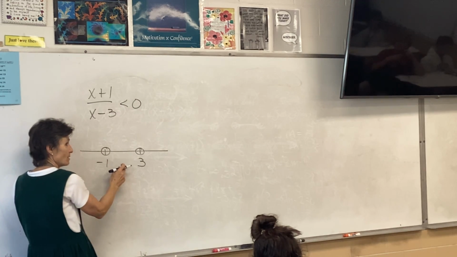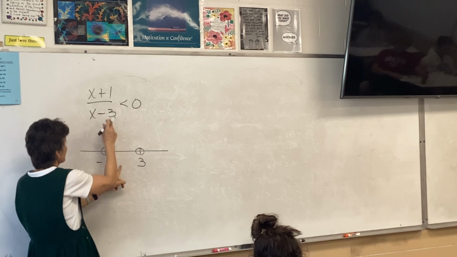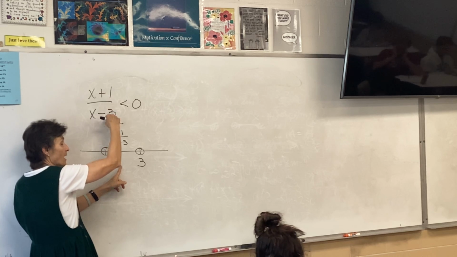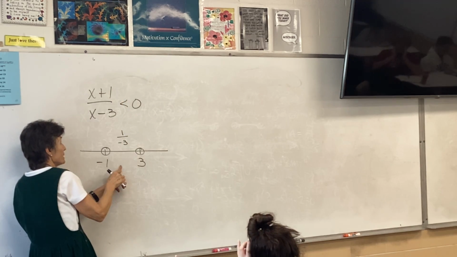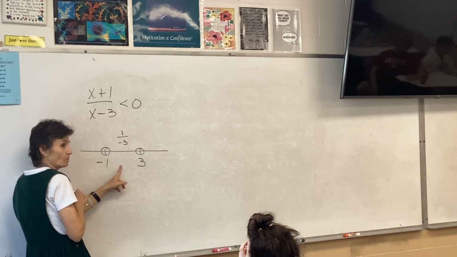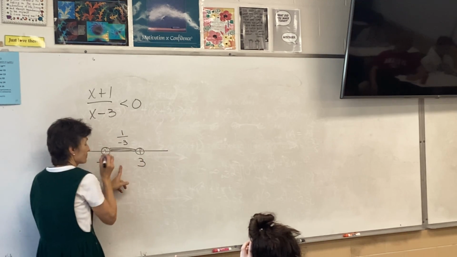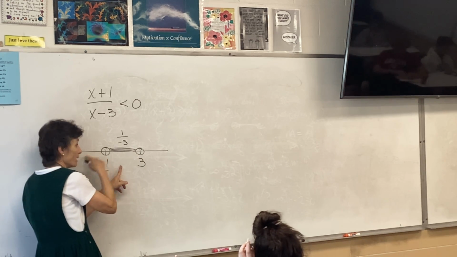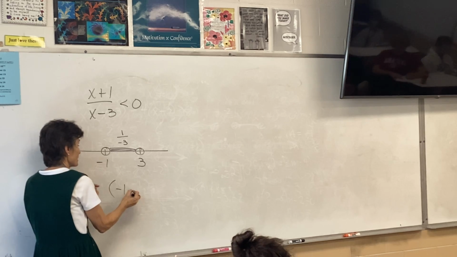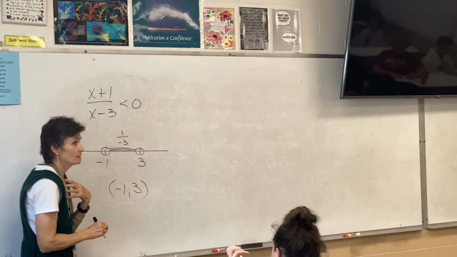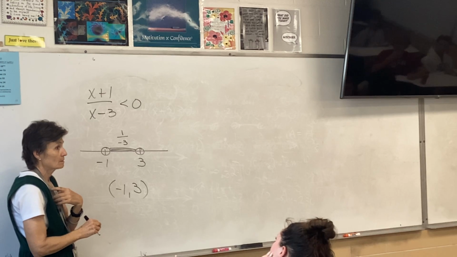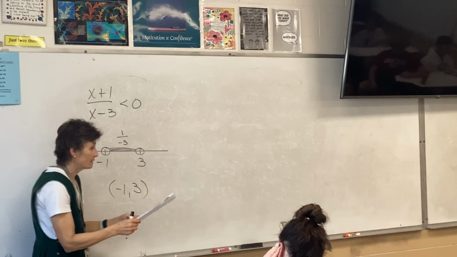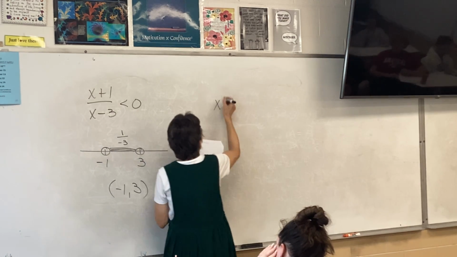0. Now zero's in here. If you pick 0, you're gonna have 1 over -3. This time it's a division, not a times. 1 over -3. Is that less than 0? Yes. Shaded. And if that one's shaded, this one's not, and that one's not, so the answer is -1, 3. Easy as pie. Yeah, easy peasy lemon squeezy.